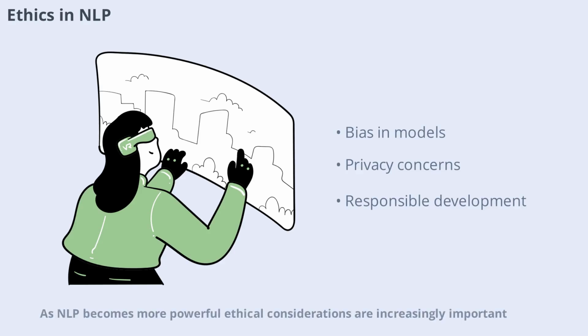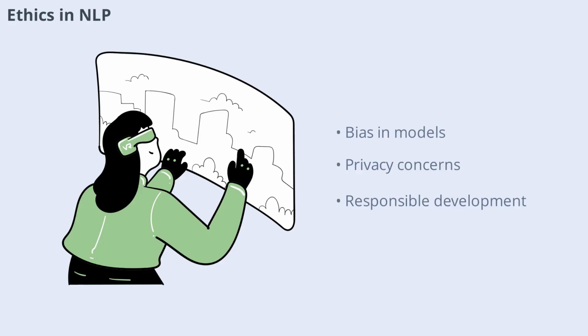As NLP becomes more powerful, ethical considerations are increasingly important. Issues like bias in language models, privacy concerns, and the potential for misuse must be addressed. Developers and researchers are working to create fair, transparent, and responsible NLP systems. Ensuring that technology benefits everyone is a key priority for the future of NLP.